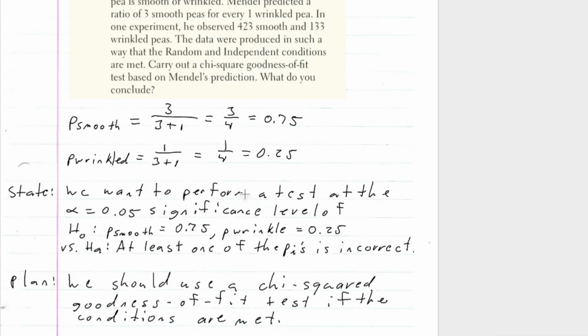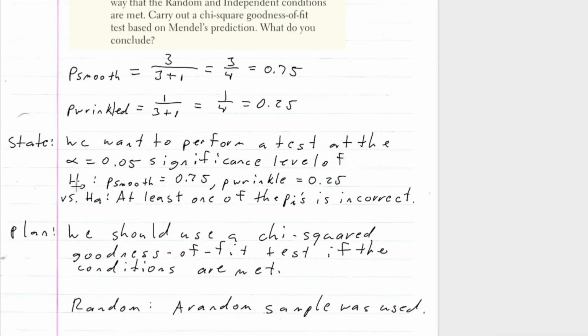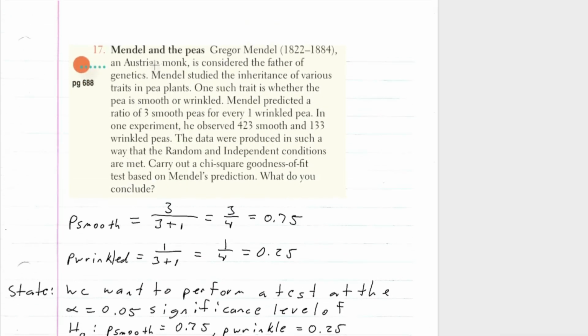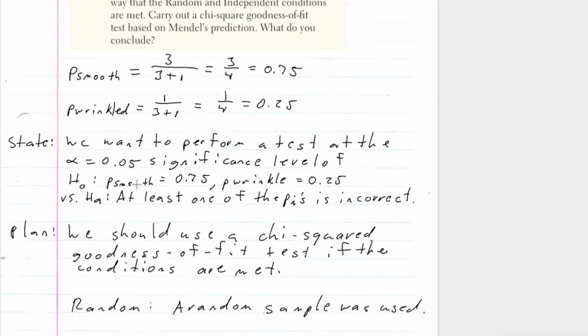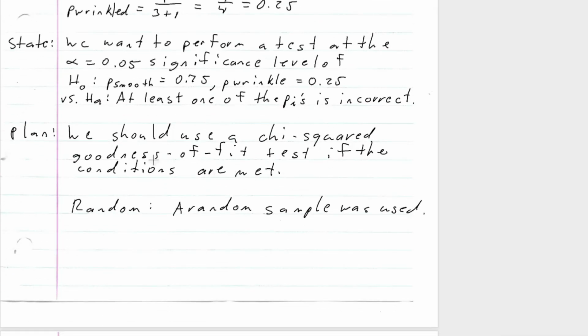So we want to perform a test at the alpha equals 0.05 significance level. H naught is going to be what Mendel predicts, right? The proportion of smooth peas will be about 75%, and the proportion of wrinkled peas will be about 25%. Versus the alternate hypothesis, which states that at least one of the proportions is incorrect, right? It means they don't line up with these proportions. So we should use a chi-squared goodness of fit test if the conditions are met.